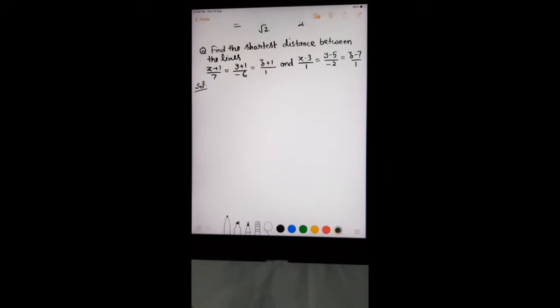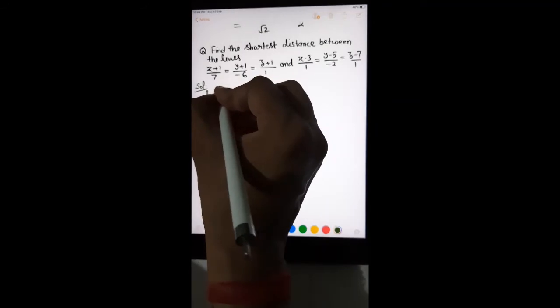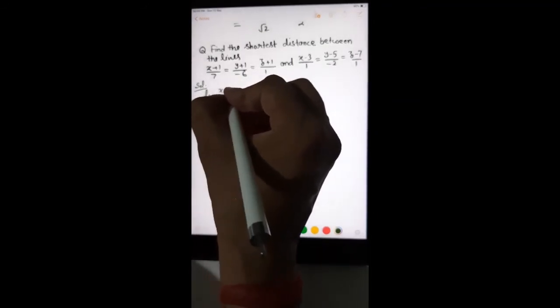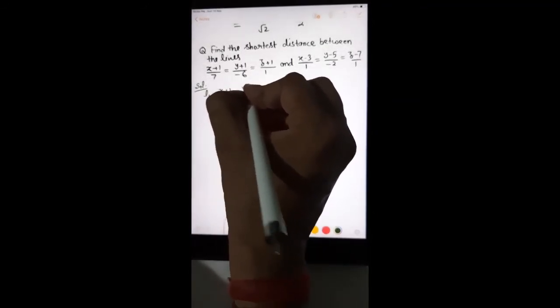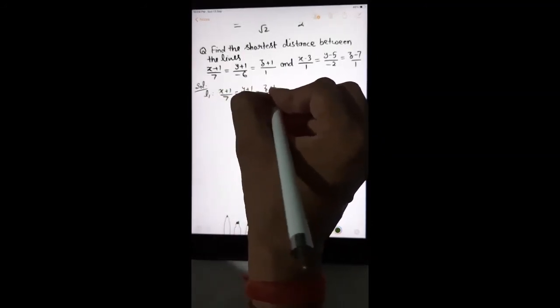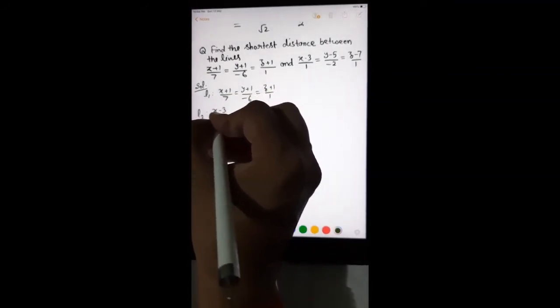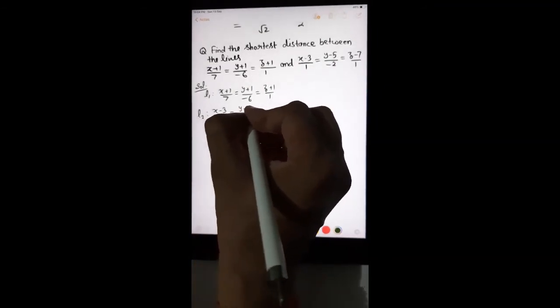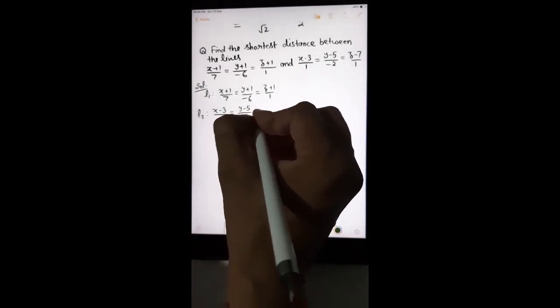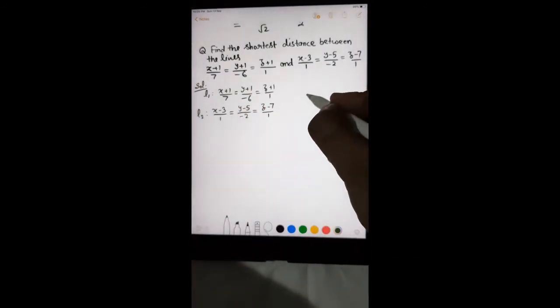Now let us see another question in which we have to find the shortest distance between two lines. Let the first line is L1, which is x plus 1 upon 7 is equals to y plus 1 upon minus 6 equals to z plus 1 upon minus 1, and other line is L2, that is equal to x minus 3 upon 1 is equals to y minus 5 upon minus 2 is equals to z minus 7 upon 1. So first of all, see the figure.